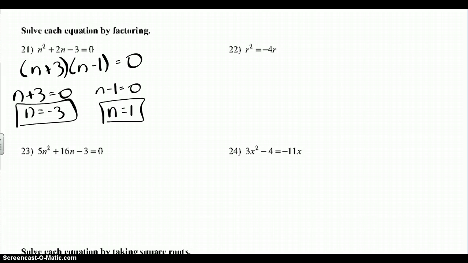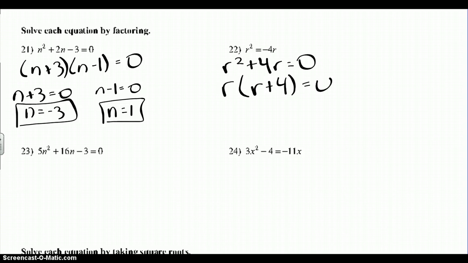The next one, I need to get the whole thing equal to 0. So I'm going to add 4r to both sides. So I get r squared plus 4r equals 0. And check out the GCF. The GCF for r squared and 4r is just r. So now we have r times r plus 4 equals 0.